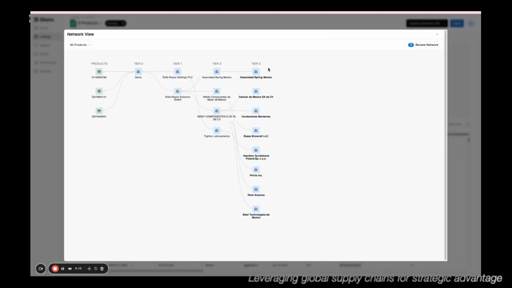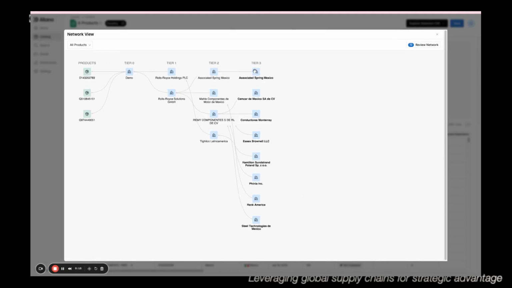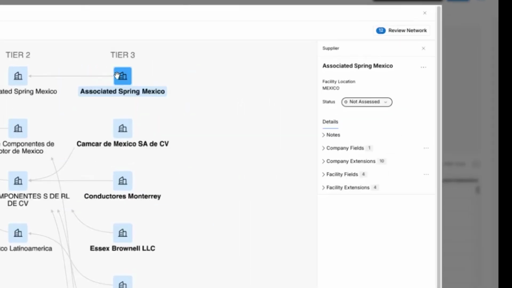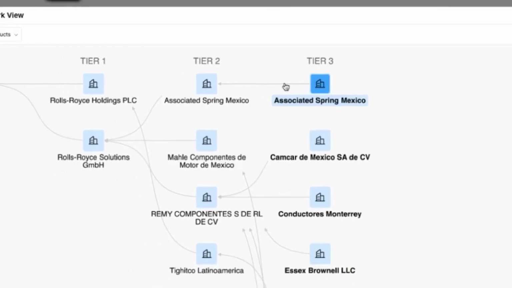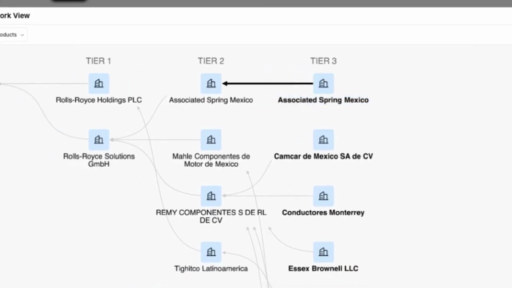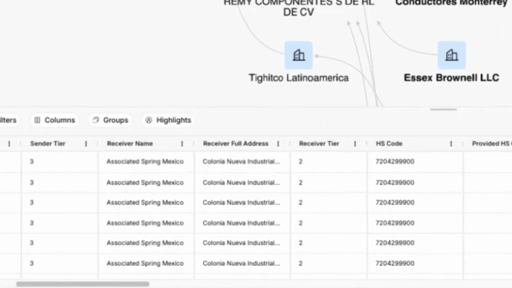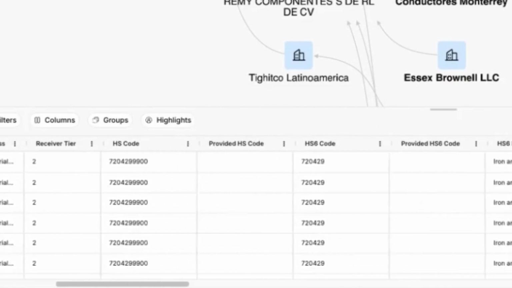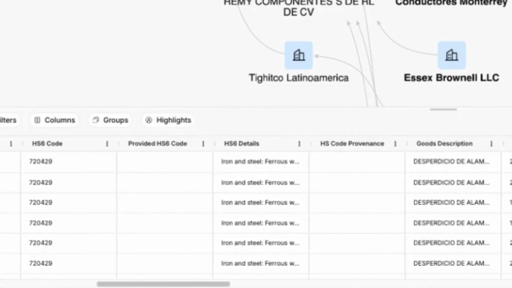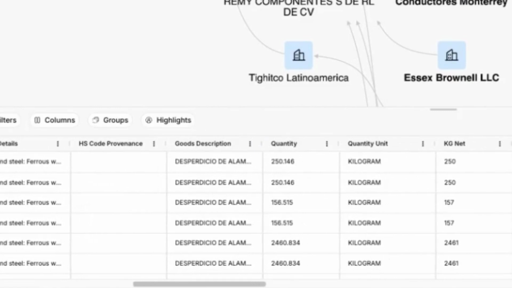In our value chain view, you can observe your network of suppliers, where each node represents a facility and the connections illustrate different product flows with detailed information about these flows. This provides a solid foundation for understanding tariff impacts, but it requires a more profound analysis.